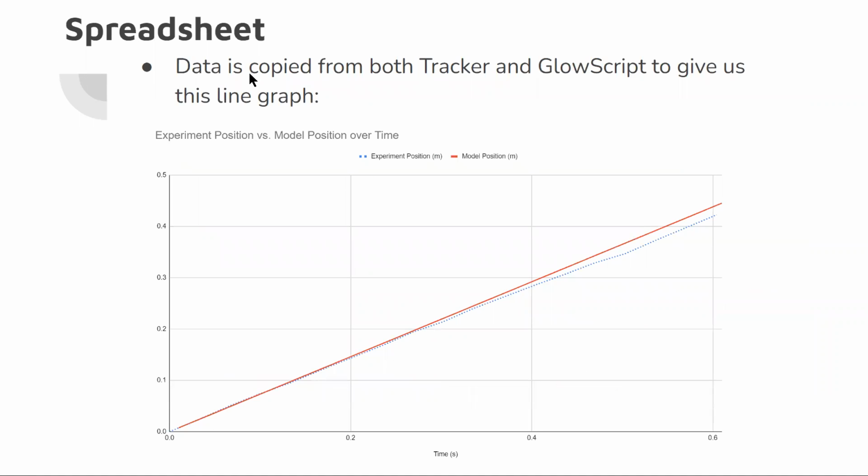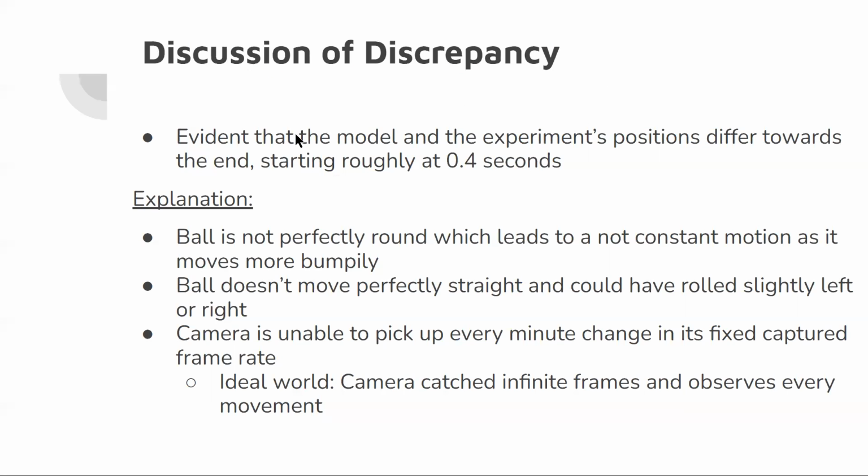So here's a spreadsheet where data was copied from both tracker and GlowScript to give us this line graph showing our experimental position versus our model position over time. And we can see that the dotted line is the experimental position and the straight line is the model position. And of course, it seems to be pretty good, but up to 0.4 seconds and beyond, it starts to have some discrepancies.